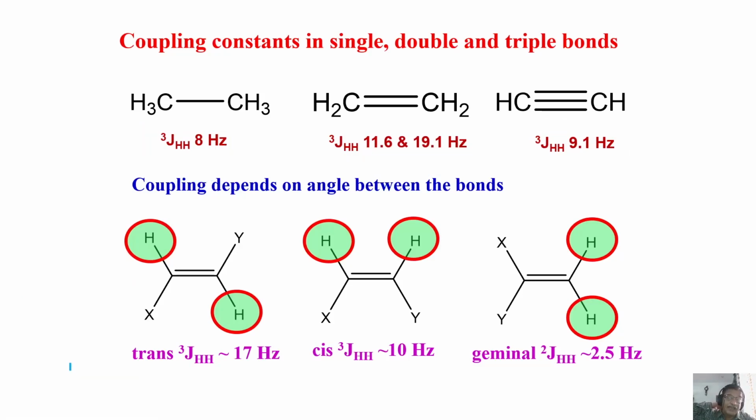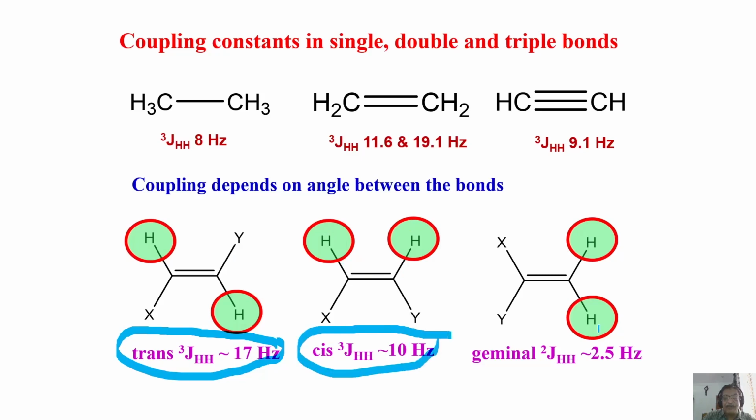What happens is, the coupling depends on the angle between the bonds. In this case, it's a trans coupling. Trans coupling is quite large, you see, 17 hertz, 3-bond coupling: 1, 2 and 3 bond coupling. This is called vicinal coupling. And this is also a 3-bond vicinal coupling, but this is cis. Cis coupling is smaller than trans.